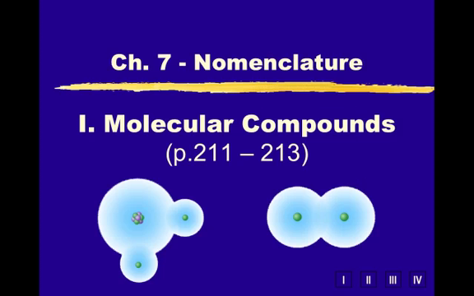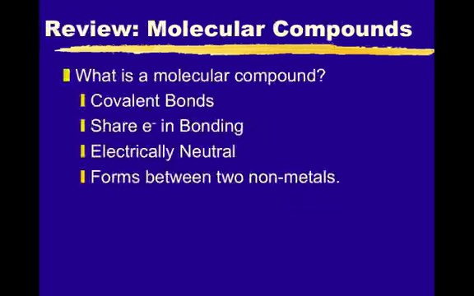Okay, I want to start off with molecular compounds, and we may need to review exactly what a molecular compound is first. Remember, molecular compounds have covalent bonds, which means that they share electrons in bonding. They are electrically neutral, and they form typically between two nonmetals.